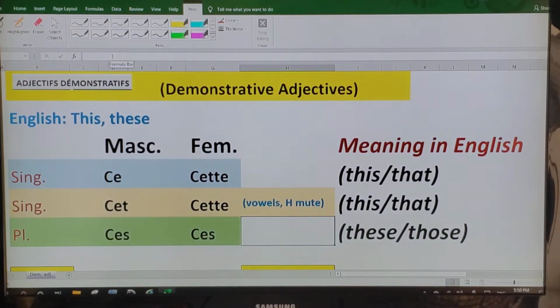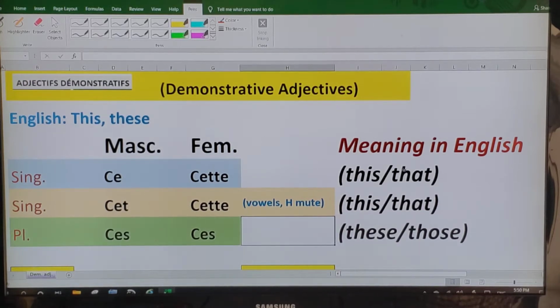And today I'm going to be talking about the demonstrative adjective. L'adjectif démonstratif, like how they say in French. So before I go on to talking about what is a demonstrative adjective in French, let's get our basics correct and learn what a demonstrative adjective is in English.